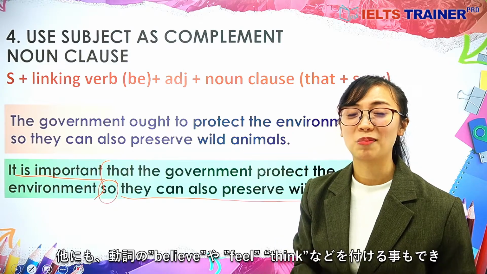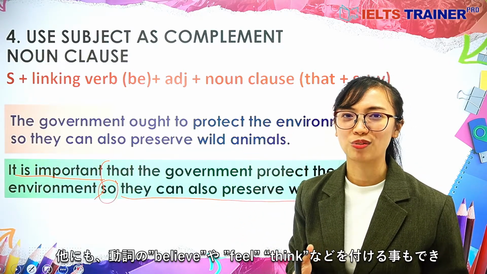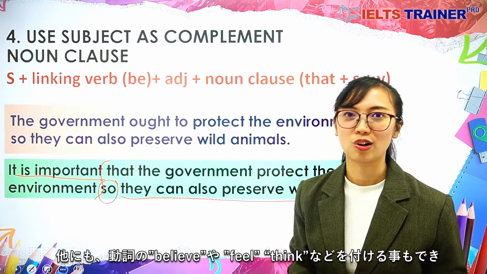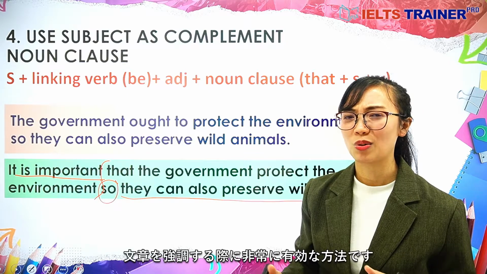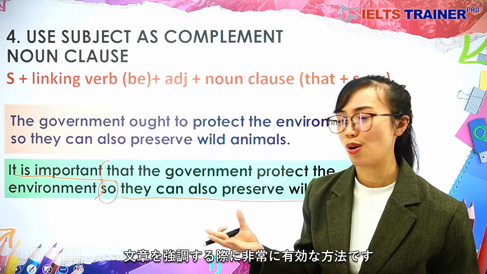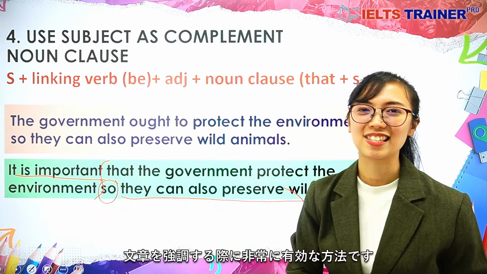In the other examples we saw, that relative clause comes after the verb believe, and there are other verbs as well like feel or think, and this is quite useful to show that there is emphasis in this sentence.